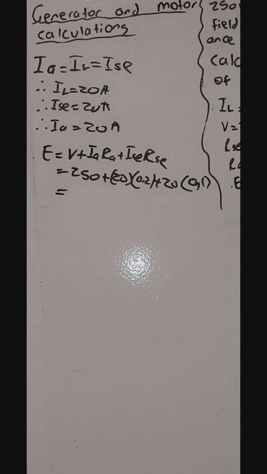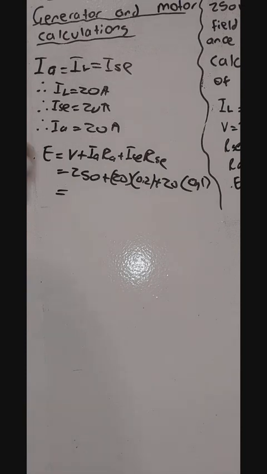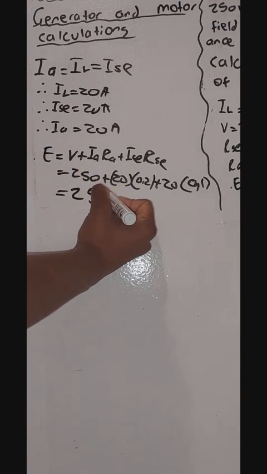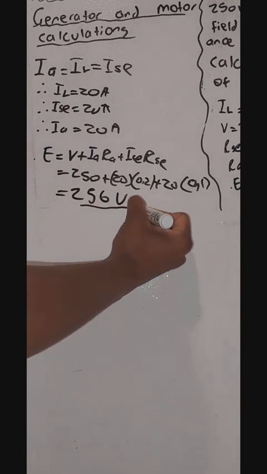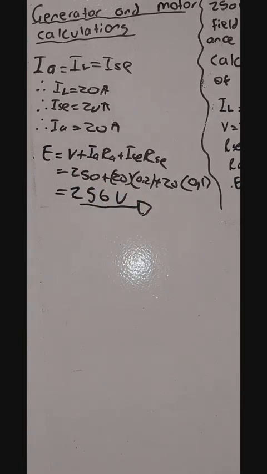So let's solve it. 250 plus 20 times 0,2 plus 20 times 0,1. I get my answer to be 256 volts. And that's how we solve this question. Let's move to another question.